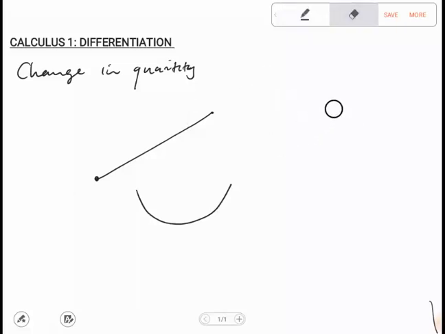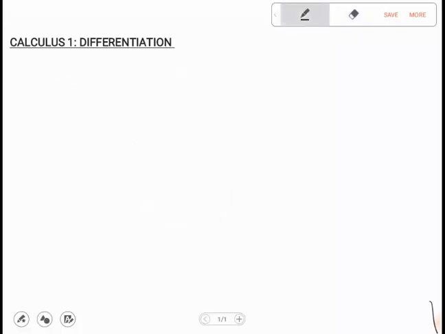So the first thing that you need to know is the first principle. The first principle of differentiation is given by the derivative of f(x) is equal to f(x plus h) minus f(x), divided by h, which is the limit as h approaches 0.